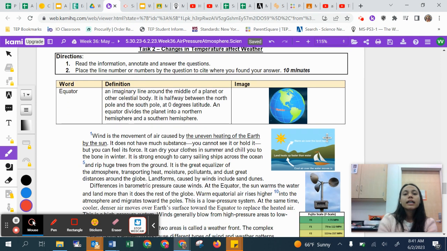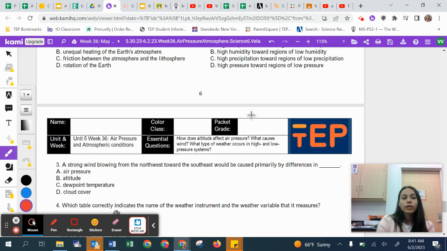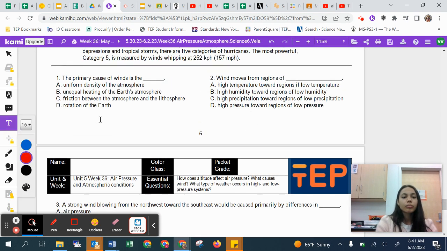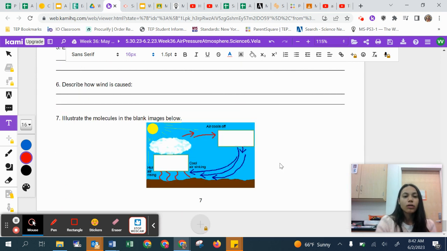Number 2 is a little bit more simple. It's just a reading about how the changes in temperature affect weather, because we're going to talk about how that forms wind. So read the information, annotate, place a line number or numbers by the question to cite where you found it. So for example, here, you're going to tell me what line number you found it. Like line 1 through 2, line 3 through 4, so on and so forth. You need to do that for every single one.